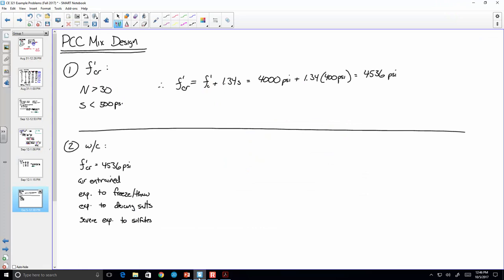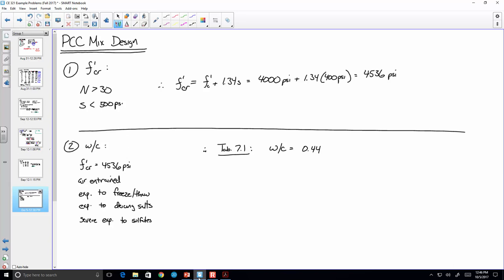So we will say, therefore, according to table 7.1, the water cement ratio is 0.44. And again, your water cement ratio should be somewhere between 0.44 and 0.7. 0.7 is getting kind of high, but just something to keep in mind.